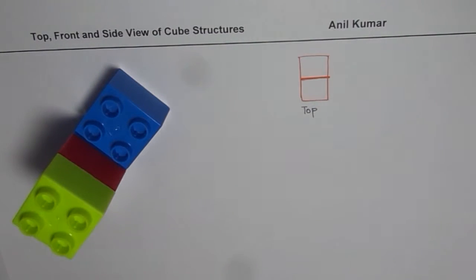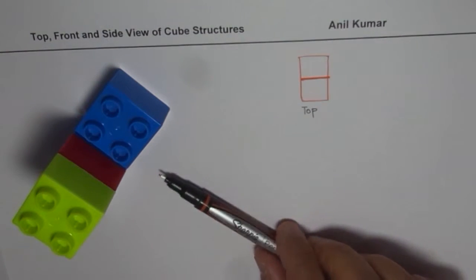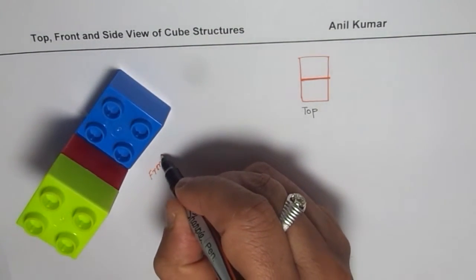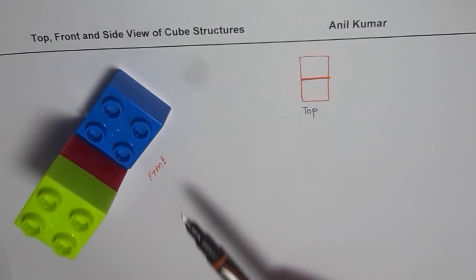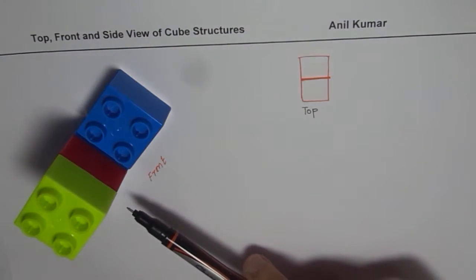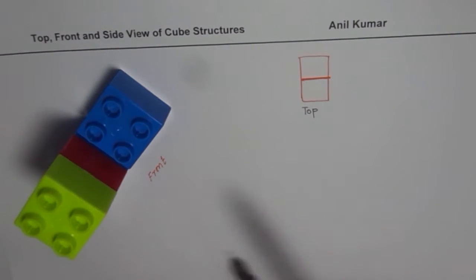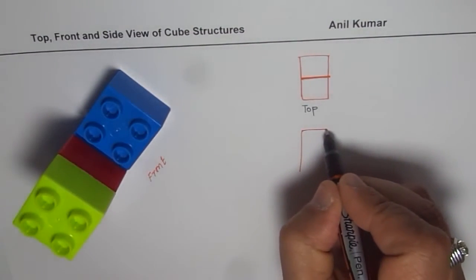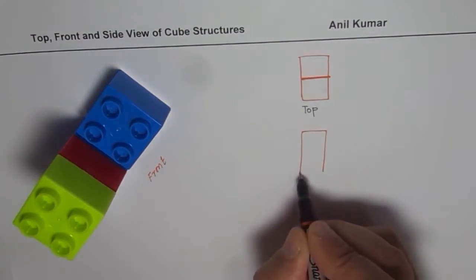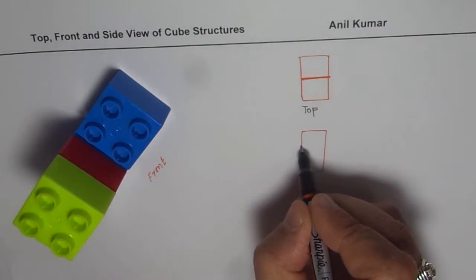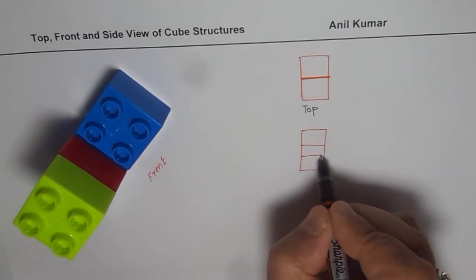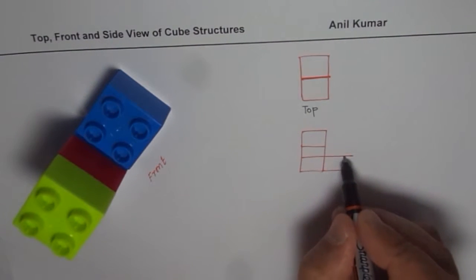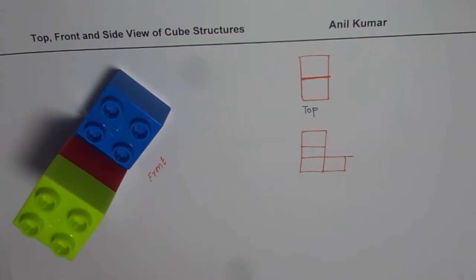Now front view is from here. So the front view is looking from this side. If you look from this side, you see L type of a structure, correct? So we can draw this like we see. So that is the L structure. So these are the three blocks. Okay, and then that is my L structure. Okay, so that is how we see.